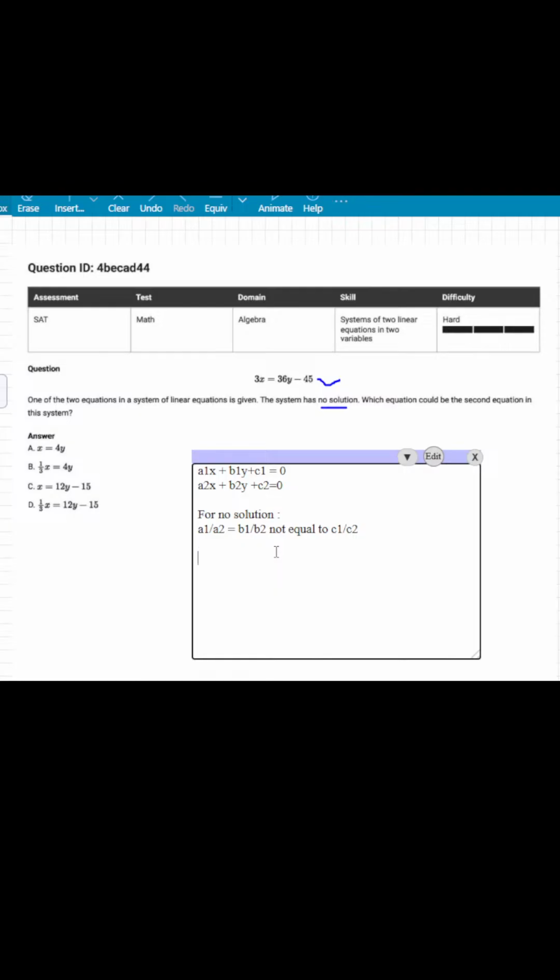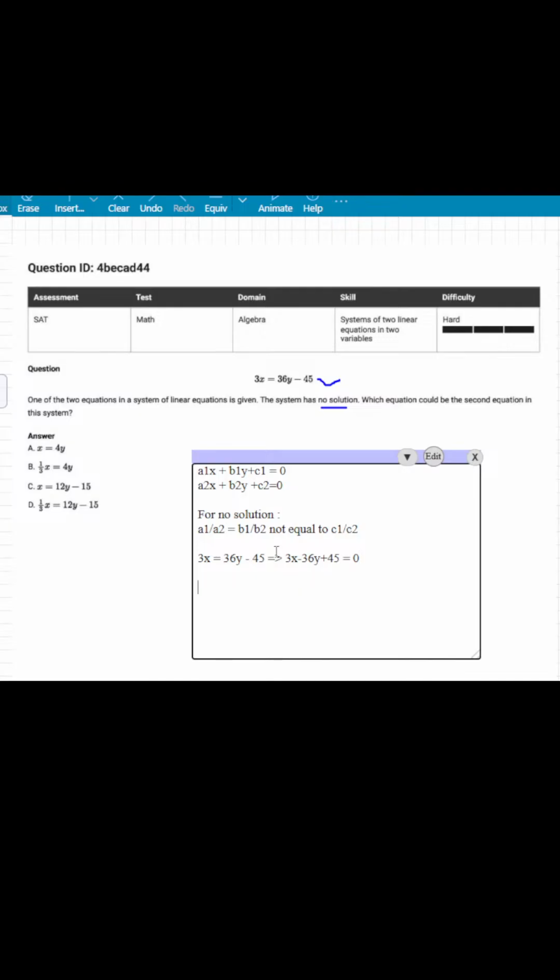So for option A, let me write down the values of a1, b1 and c1 as per the original equation. So we are given 3x equal to 36y minus 45. This can be written as, taking all of the terms to the left hand side, 3x minus 36y plus 45 equal to 0.